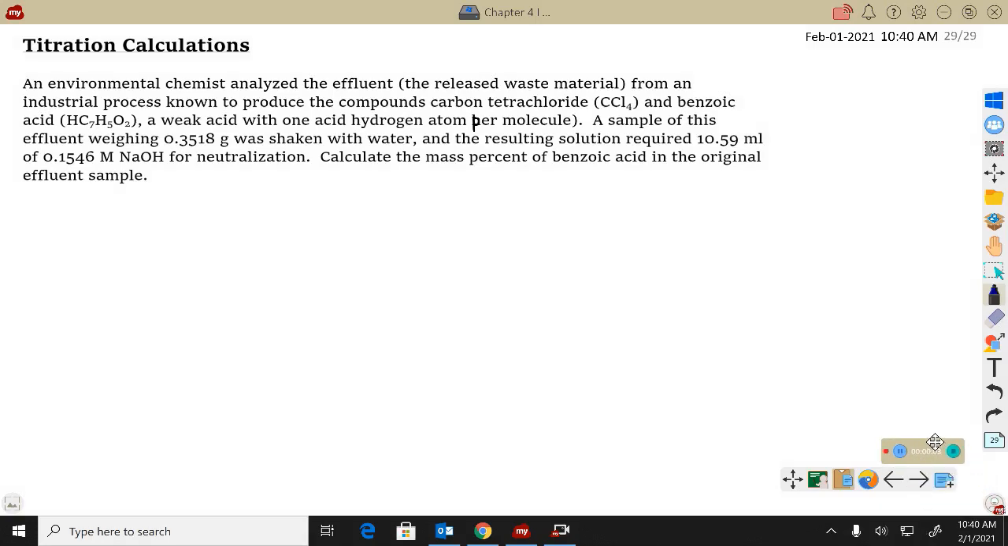Here's an example of the types of calculations you would do with titration data. Well, this isn't the most kind example, but I think we can do it. All right, so there's a lot going on here.